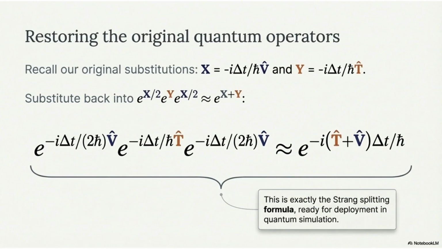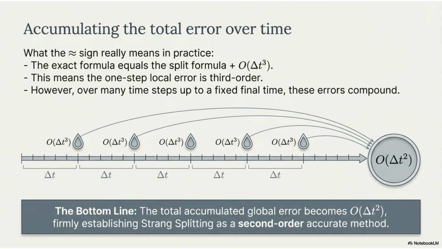Restoring the original quantum operators T hat and V hat, we substitute back the definitions of x and y. This result is exactly the Strang splitting formula, ready for deployment in quantum simulation. The exact formula equals the split formula plus an error term of order delta t cubed. However, over many time steps, these local errors compound. The total accumulated global error becomes of order delta t squared, establishing Strang splitting as a second-order accurate method.